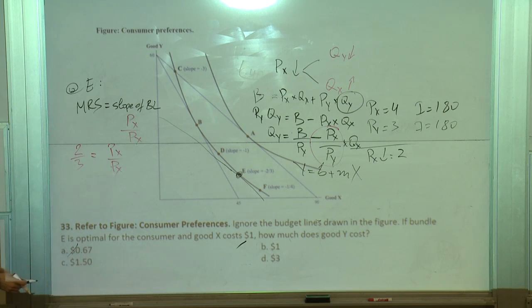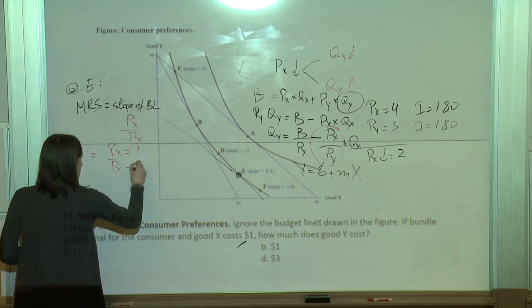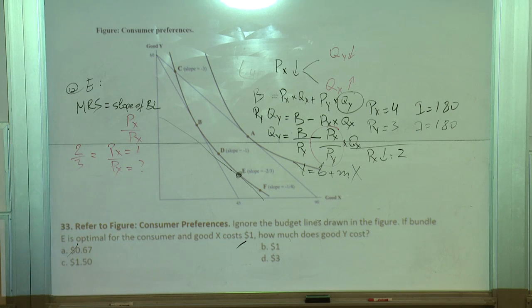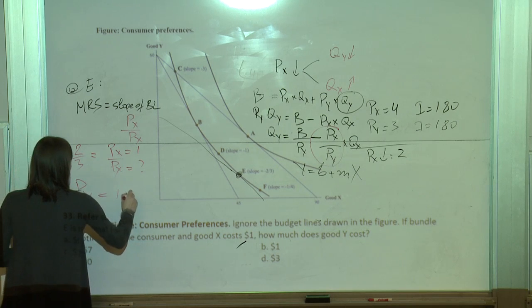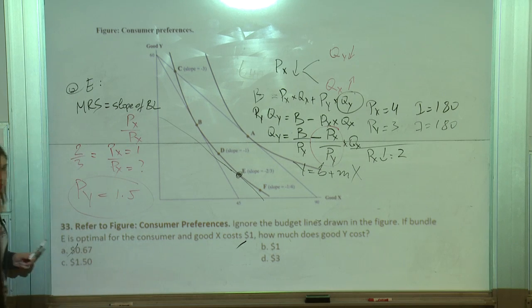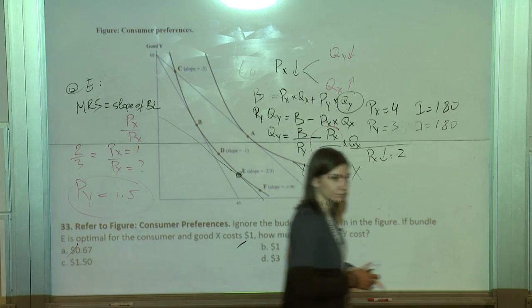What's the question asking? If it's the optimal bundle and x costs 1, how much does y cost? Now we can answer that question. We have a simple equation, one unknown. Right? We know this is 1, so the question is, what is that? All right? So the price of y is $1.5. And that's answer C. Agreed?